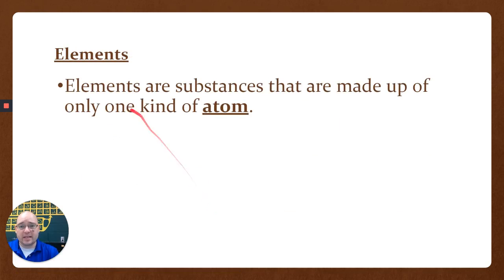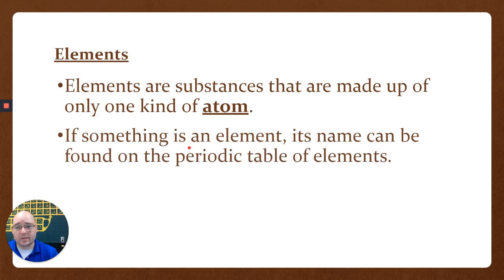What is an element? Elements are substances that are made up of only one kind of atom. So the two examples I showed you a second ago, nickel and silicon, these are both elements. They're made up of only one kind of atom. Every atom in here is nickel. Every atom in here is silicon. All right? They're made up of only one kind of atom.